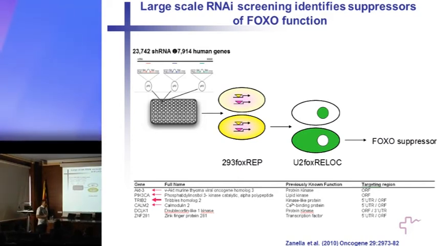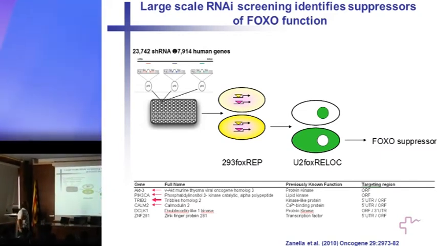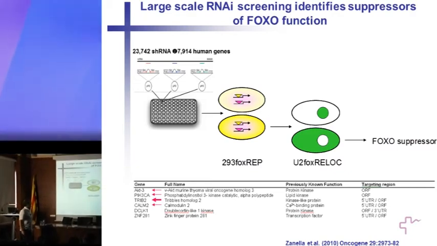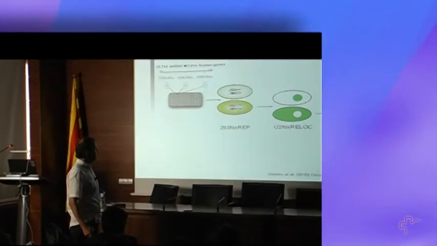So we used a library of vector-based shRNAs. This library has been generated in the lab of René Bernards at the NKI in Amsterdam. And this library contained about 24,000 shRNAs, silencing about 8,000 human genes.